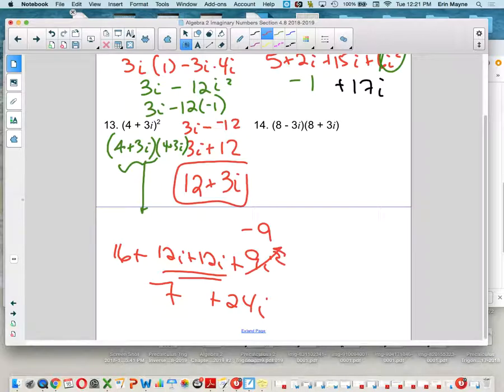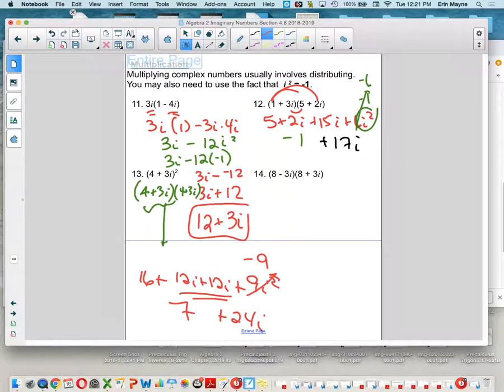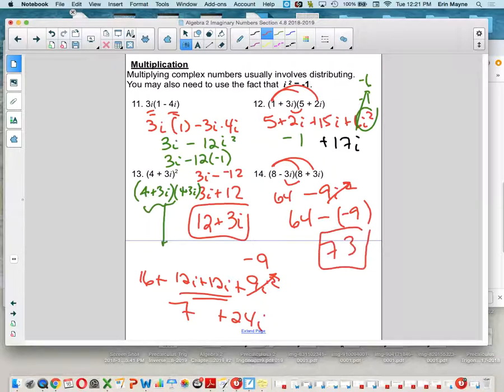How we doing there? We okay? Last one, I'm going to go pretty quick. I'm going to foil this out or distribute this out. This is 64, plus 24i minus 24i. What happens to those? Cancel. This is minus 9i squared. But we know this is 64 minus, what is this really? Negative 9, for a total of 73. You should find something interesting about that problem. What is it?